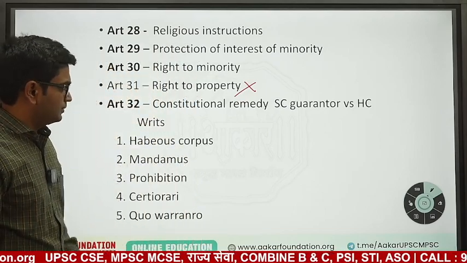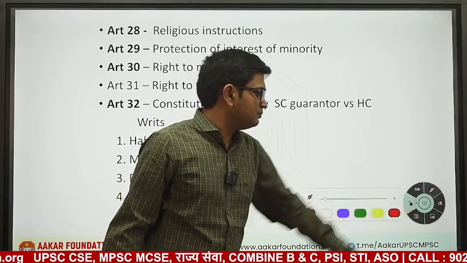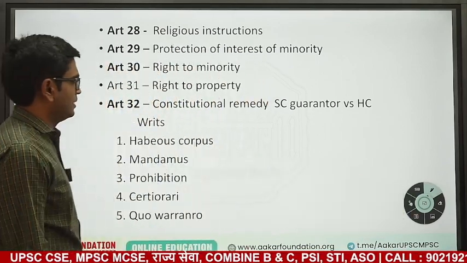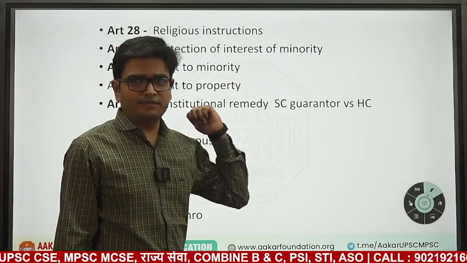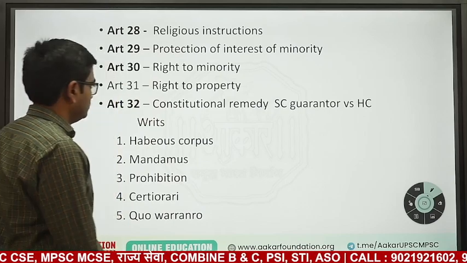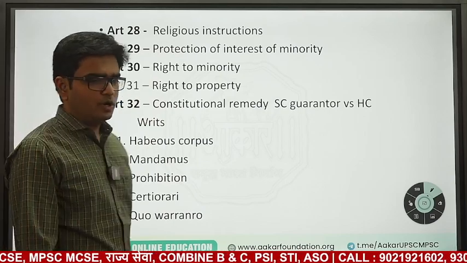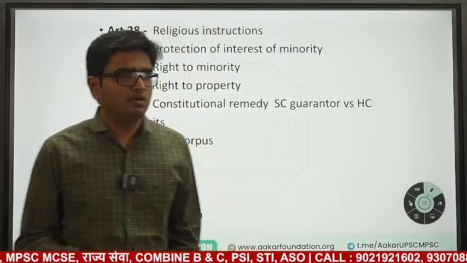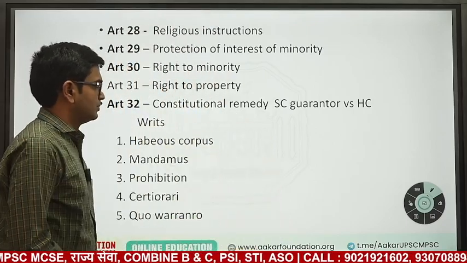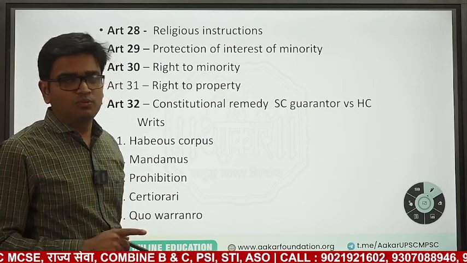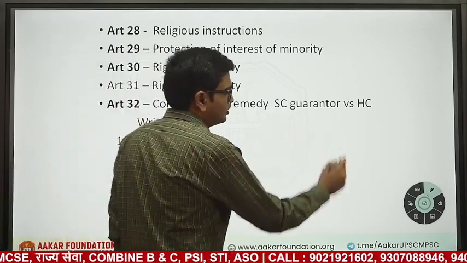Article 32 means constitutional remedy against violation of your fundamental rights. You can directly go to the Supreme Court. If your fundamental rights are violated, the Supreme Court has the power to issue writs. That is nothing but Article 32. It's your fundamental right to go to the Supreme Court, and the Supreme Court cannot say no. That's why the Supreme Court is called the guarantor of fundamental rights.